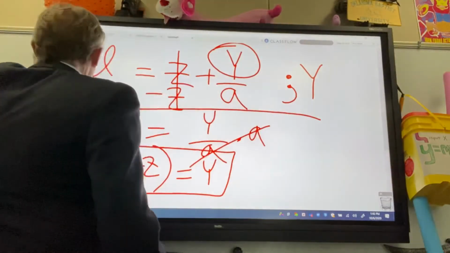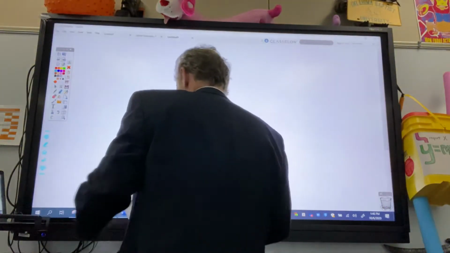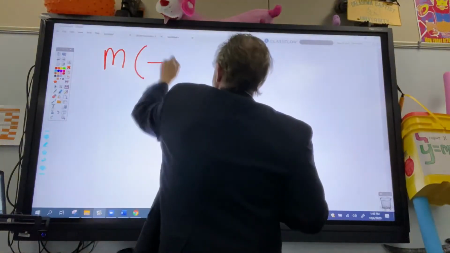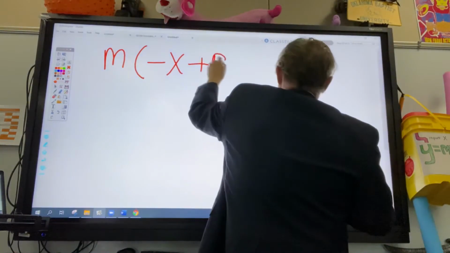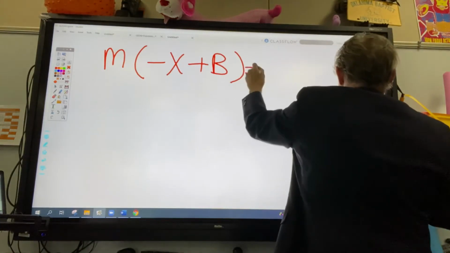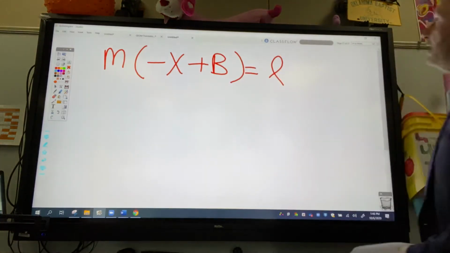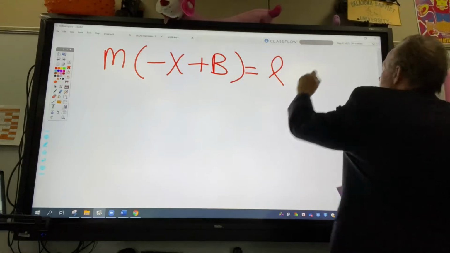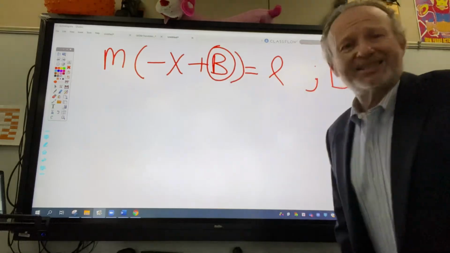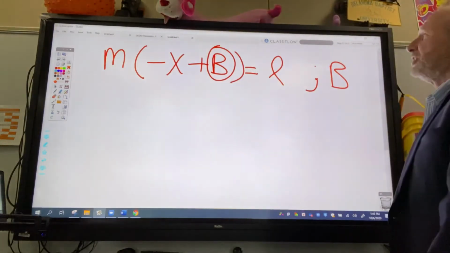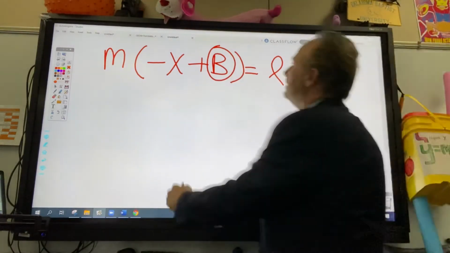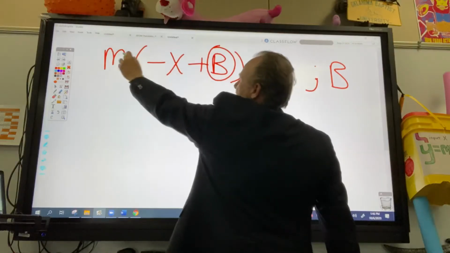All right, moving along. I have m times parentheses negative x plus b equals a L. All right? And what am I solving for? I'm solving for b. So the first thing I'm going to do is circle that, and I know that's the last cat standing. That's the last thing I'm going to have down at the bottom. So now we got to get rid of cats. Who's the slouchy uncle here? Well, that's all snuggled together. That m's all the way over there.